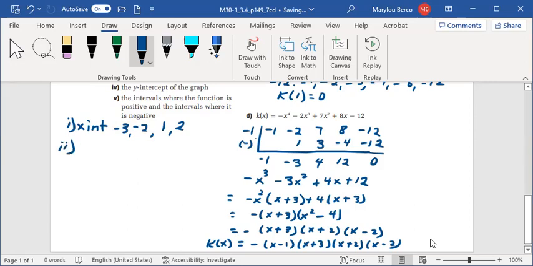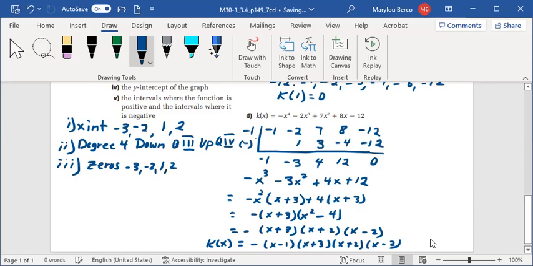The function is of degree 4, and the leading coefficient is negative, so the graph extends down into quadrant 3 and down into quadrant 4. The zeros of the function are -3, -2, 1, 2, with multiplicity of 1. The y-intercept is -12.